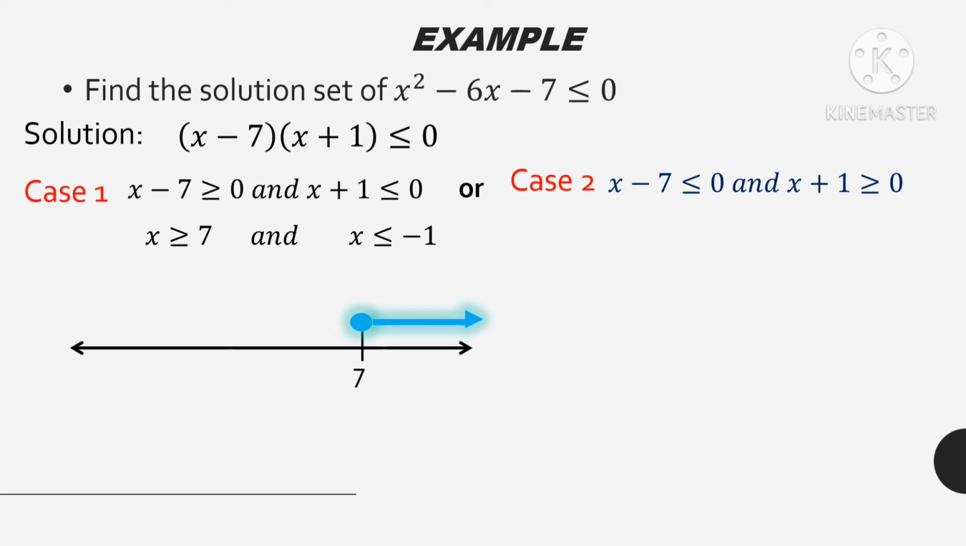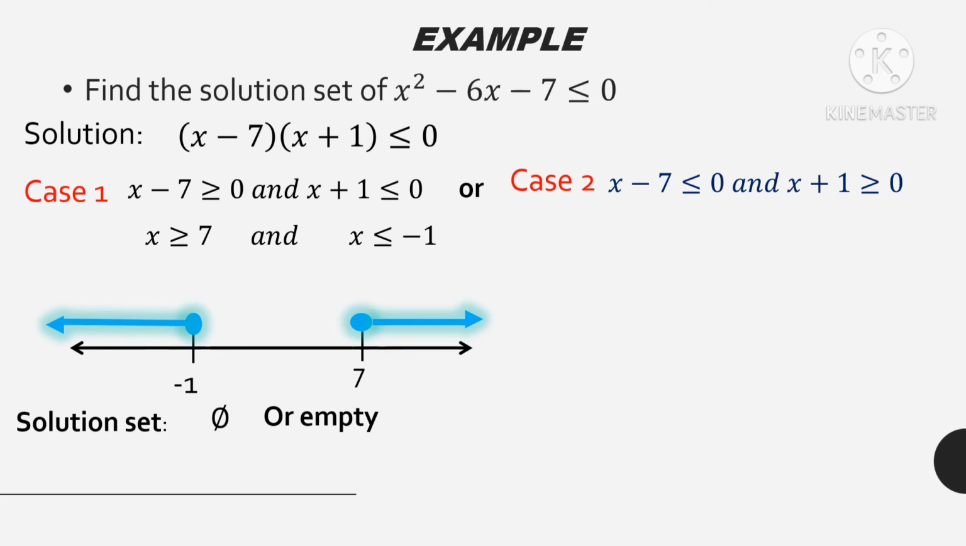To graph x less than or equal to -1, let us locate first -1 in the number line. So this is your -1. So -1 is included. So we have closed circle. And you have x less than -1. So the graph should be going to the left. As you look at the graph, the two inequalities have no common elements. There is no intersection. Therefore, the solution set is empty. Or you can write the word empty. So that's the symbol for empty.